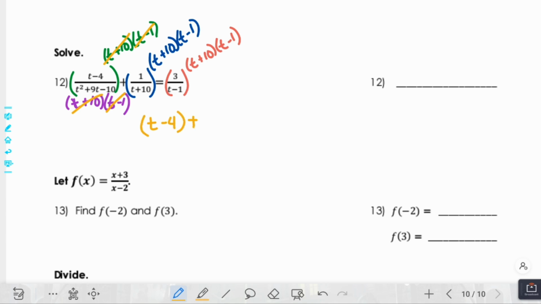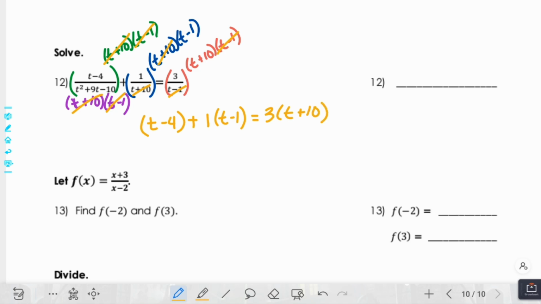Next, I'm going to cross out my t plus 10 and t plus 10 in blue, and I'm left with 1 times t minus 1. After the equal sign, I'm going to cross out my t minus 1s, and I'm left with 3 times t plus 10. And you start solving.